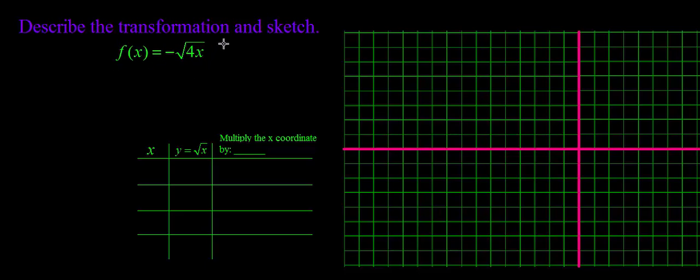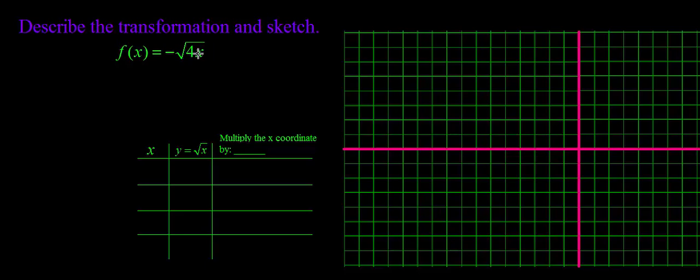This function, the first thing I do is identify the parent function. So I see that there's a square root of 4x. So I know that this parent function is the square root of x. I also see a negative outside of the function and I see a 4 inside the function. So let's interpret each one of these parameters. The negative outside of the function indicates a reflection across the x-axis.